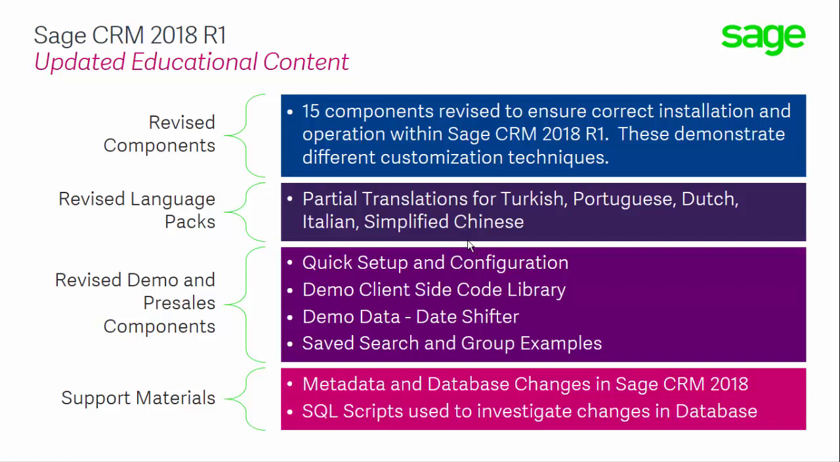And to support the sales efforts and implementation consultancy for the sales, marketing and customer service modules, we've updated a set of components to provide quick setup and configuration, things that suppress from the interface some options not typically needed in the first phase of an implementation, and this creates a simpler experience for customers and partners. We've provided an updated demo client-side code library that showcases the ease of use for the powerful client-side API. There's also a demo date shifter that allows demo data used in systems to stay fresh, and a useful set of saved searches and group definitions that extend the demonstration options.